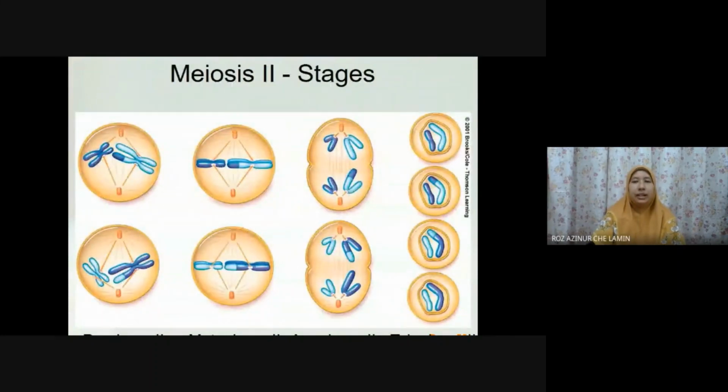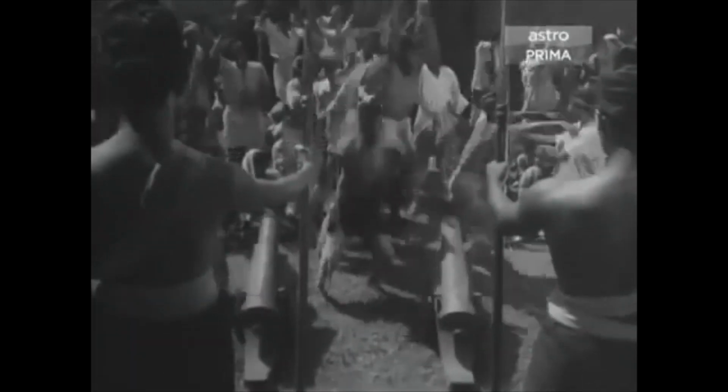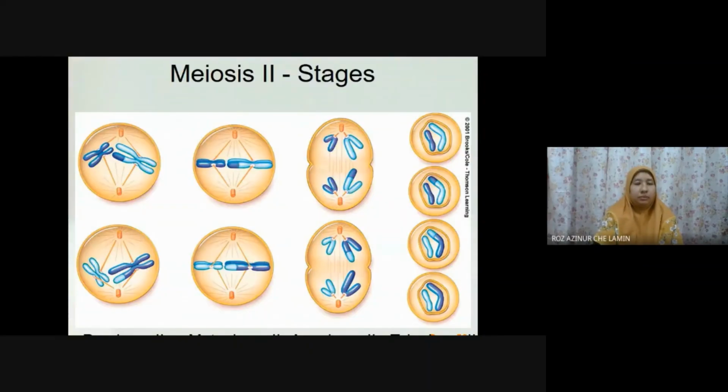Okay, here is the diagram of meiosis 2. Before, we have 4 chromosomes. Now we only have 2 chromosomes in each cell.